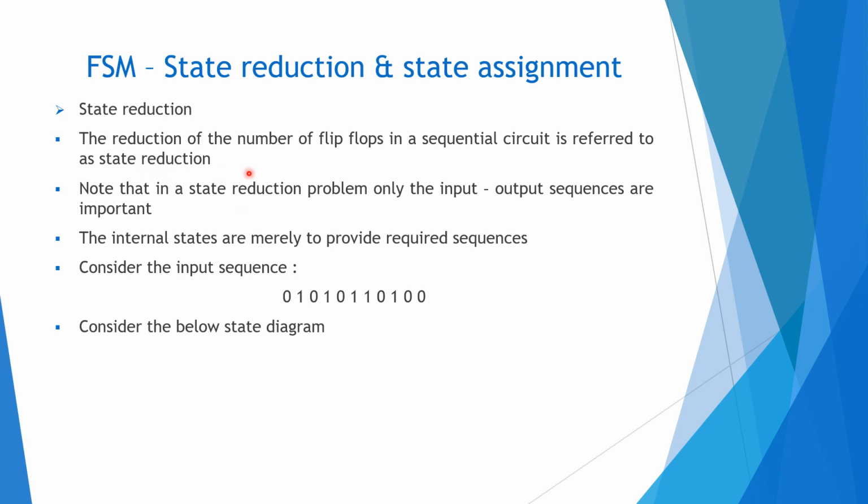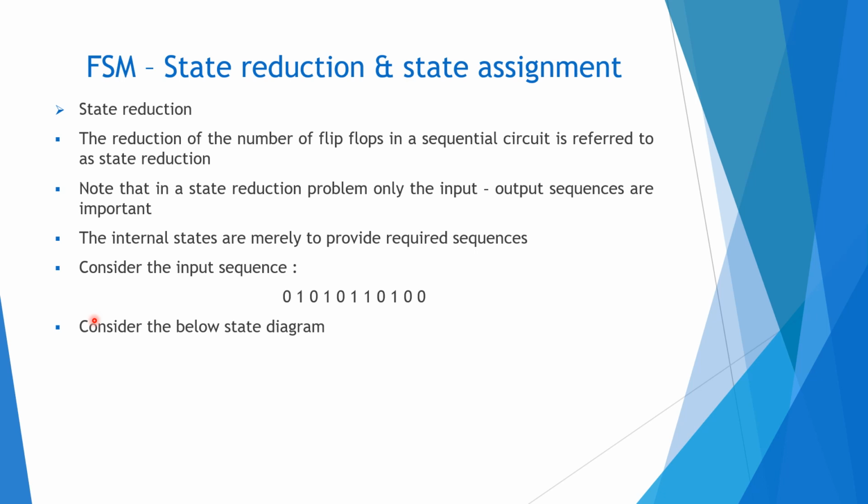So we can reduce the number of flip flops by reducing the states. The internal states are merely to provide the required sequences. In an FSM we are interested only in the input output sequence, so the internal states can be reduced.